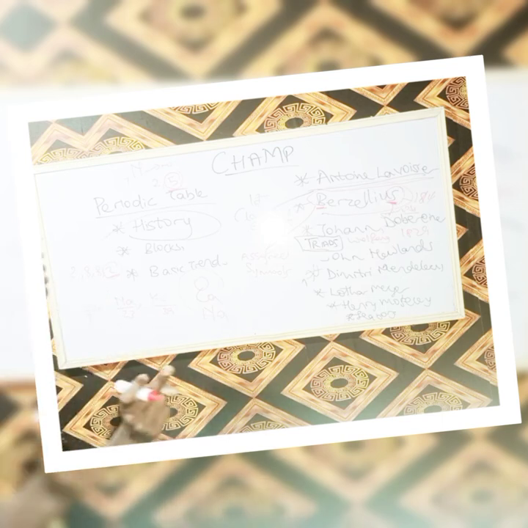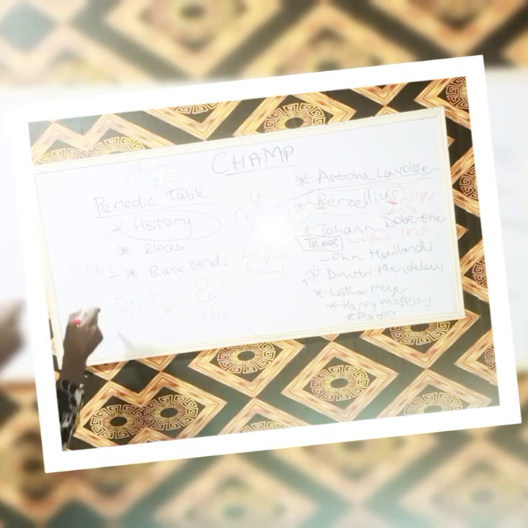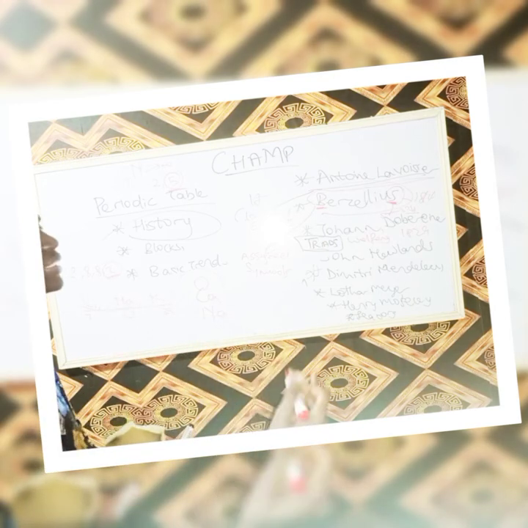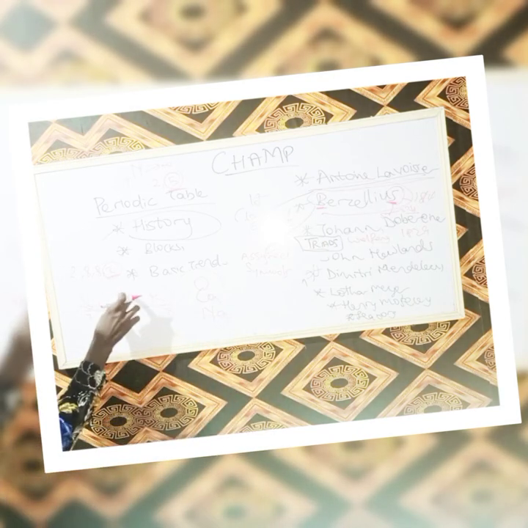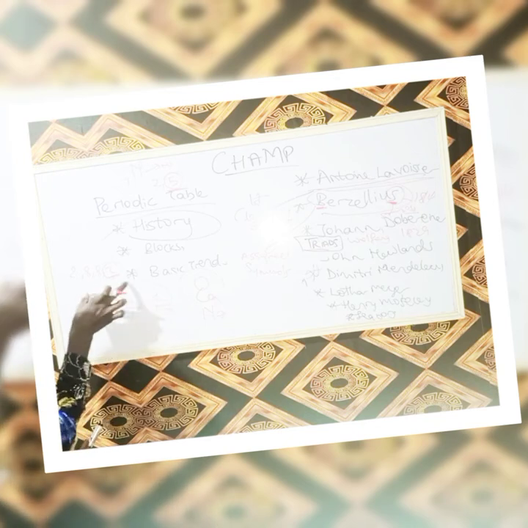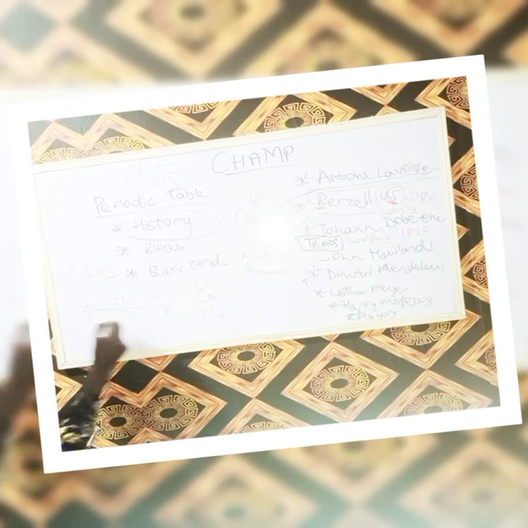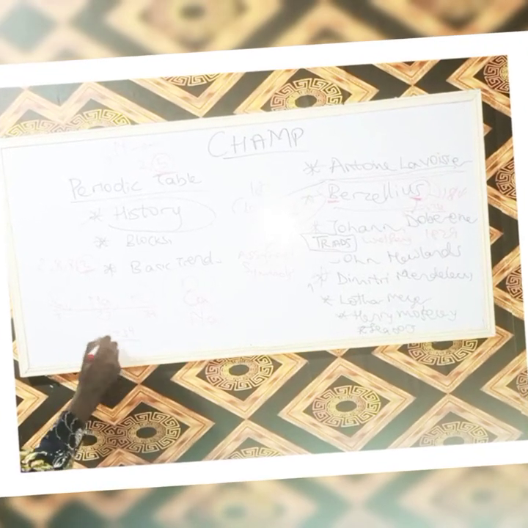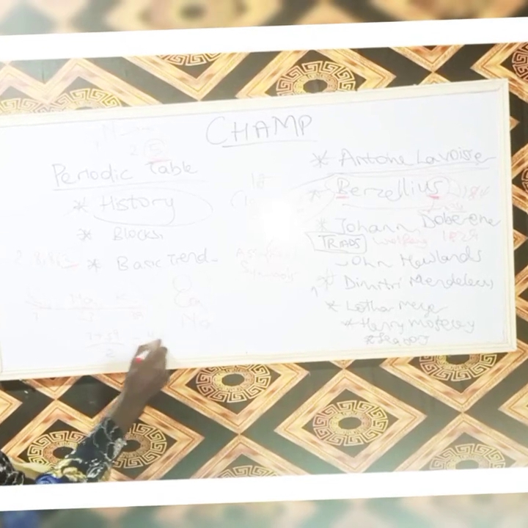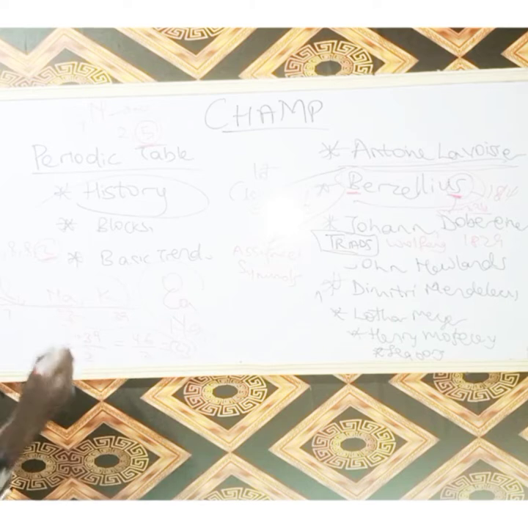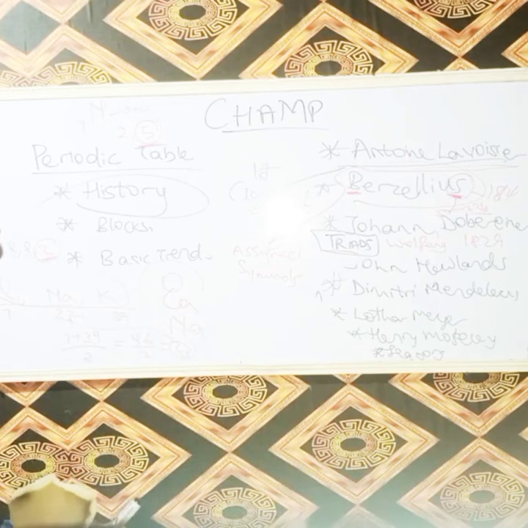Yes, so what he did was that he grouped elements into three. So he said the one that is in the middle in property is the average of the other two. For instance, let's add 7 and 39. 7 plus 39, the average will give you what? 46 divided by 2, that's 23. Can you see? Yeah, so he classified them in threes.